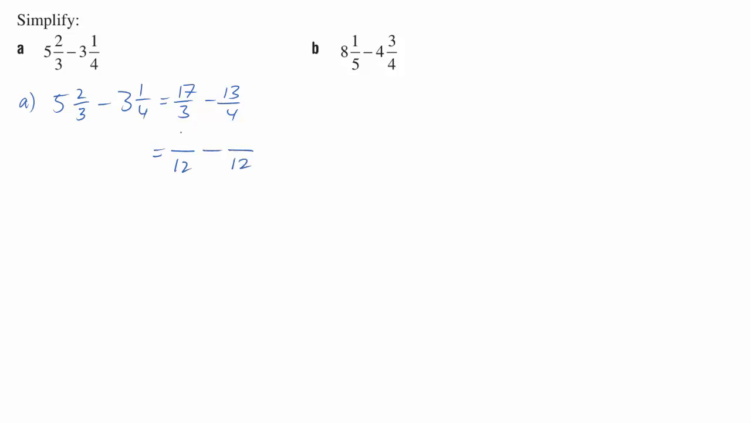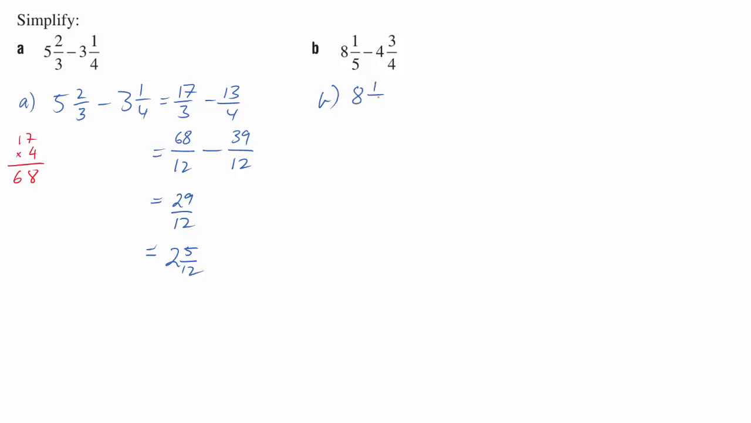17 over 3 is going to become 68 over 12, because 4 times 17 is 68. 13 over 4 is the same as 39 over 12, because we're multiplying 13 by 3. 68 minus 39 is 29 over 12. And let's write our final answer as a mixed number. That's 2 5/12.